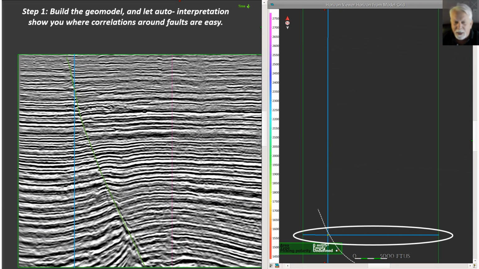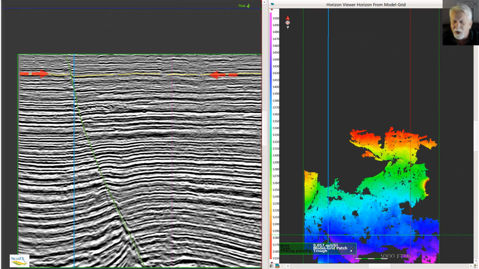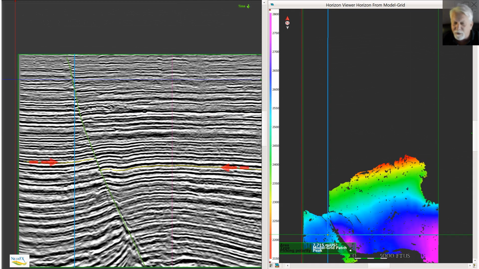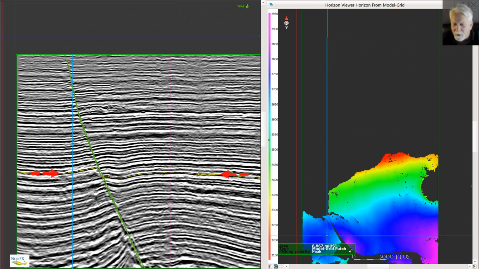So step one in this workflow is to build the geomodel and let auto interpretation show you where the correlations go around the faults. As the next slide shows, quite often, because faults stop laterally and at a certain depth above and below the fault, if you go to the next slide, auto interpretation quite often will show you the relative geologic time next above and below on both sides of these faults. So that's a good first step, next slide, to help build a geomodel. Next slide, please. And next one as well.